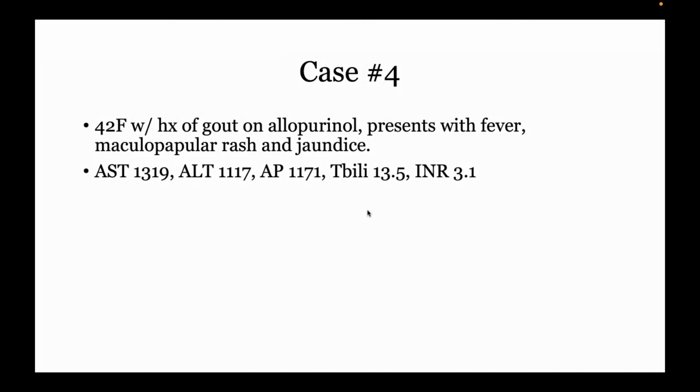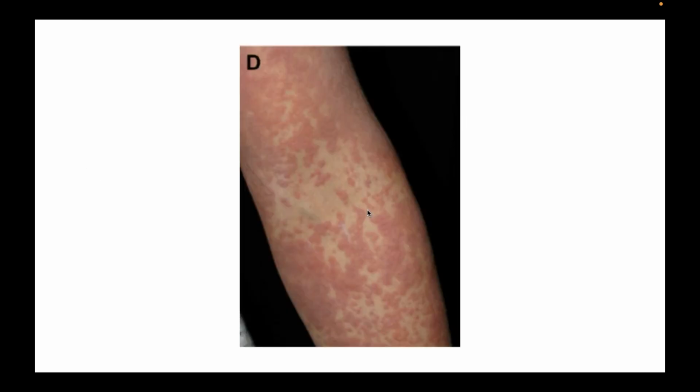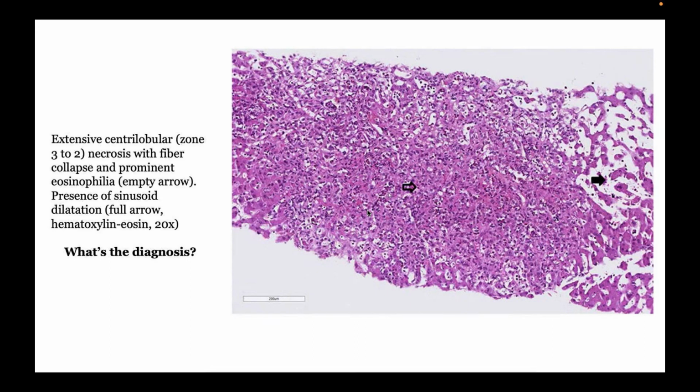All right, moving on to case number 4. 42-year-old female with a history of gout on allopurinol now presents with fever, a maculopapular rash, and jaundice. Her AST is 1300 as well as her ALT 1100. Alk Phos is 1100, T-bili is 13.5, and the INR is 3.1. I'm going to show you the rash that she had. So it's a maculopapular rash. And you end up doing a liver biopsy.